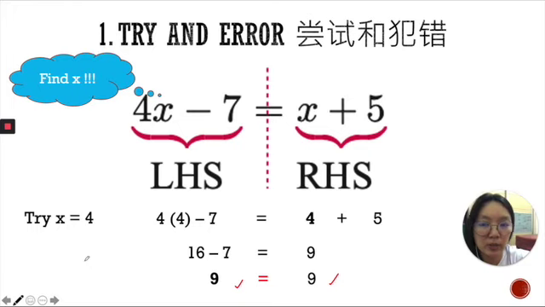The first method we learned was trial and error. You have to put in x equals 1, x equals 2, x equals 3, x equals 4. Keep on trying until the left and the right are the same. This is the first method. Simple, but it takes a very long time to get the final answer.